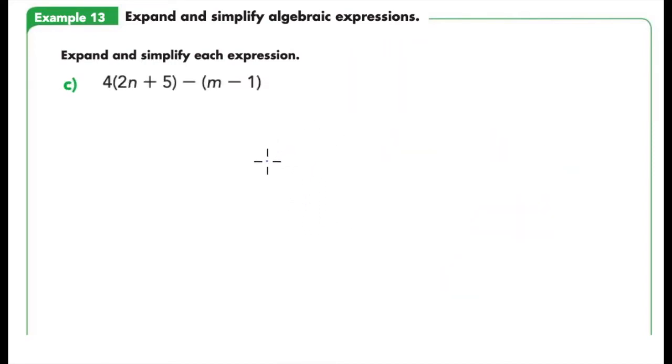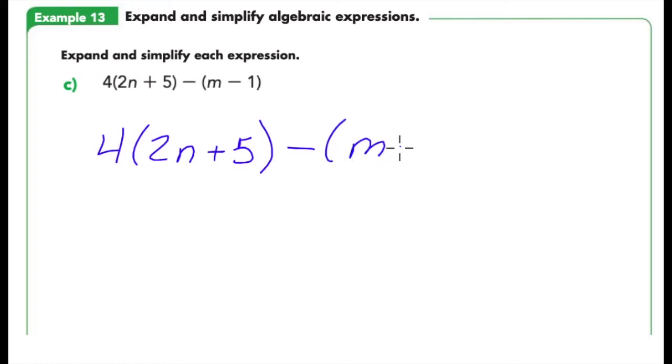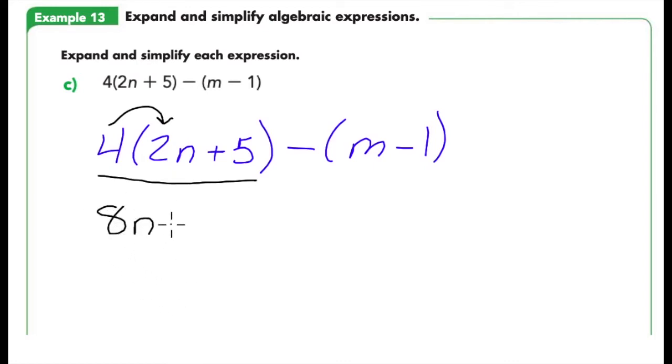For our last example here, you'll notice it's a little different. We have 2 sets of parentheses. So we have 4 times the sum of 2n plus 5, minus the difference of m and 1. We're going to distribute in 2 spots. We'll start with this first set of parentheses, and we're going to take 4 times 2n, which would give us 8n, plus 4 times 5, which would give us 20.